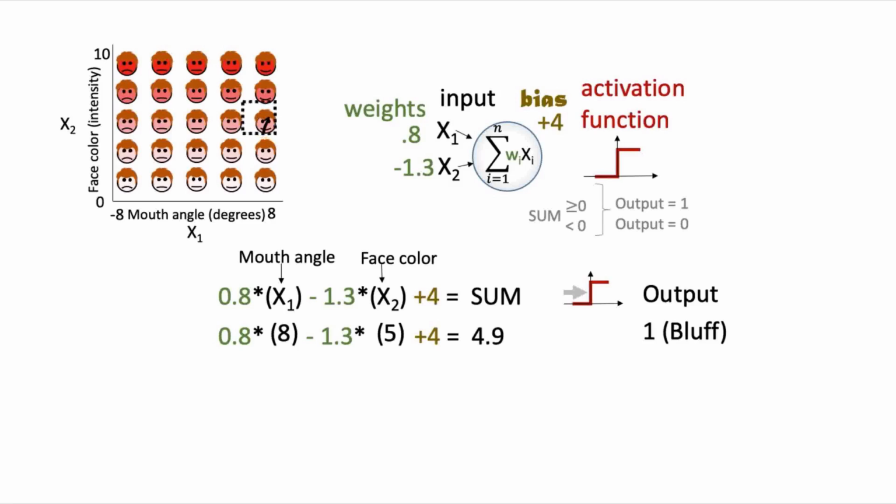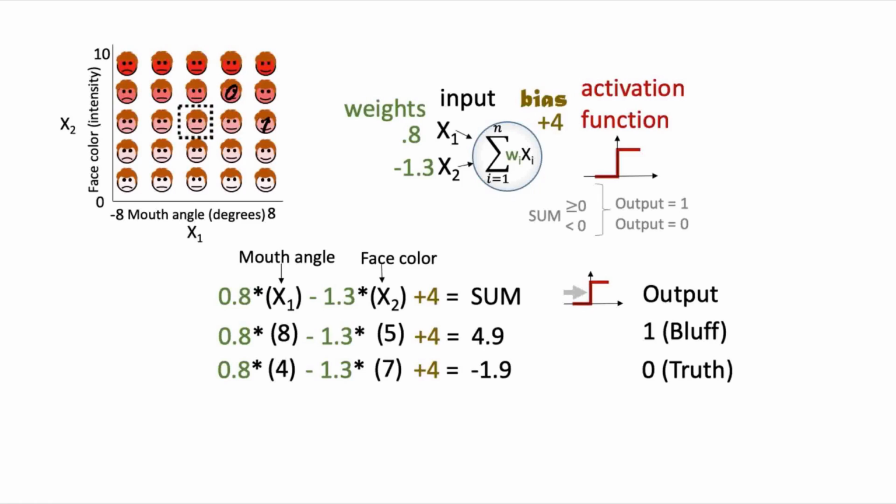Now let's say Rob's mouth angle is 4 and his face color is 7. Well, we feed this into the sum, and then we've got 0.8 times 4 minus 1.3 times 7. We need to add the bias, which is plus 4, and that comes out to negative 1.9. So negative 1.9 is less than 0, so feeding through the activation function, we get a 0 as an output, and that means Rob is telling the truth. So Rob is telling the truth when his mouth angle is 4 and his face color intensity is 7.